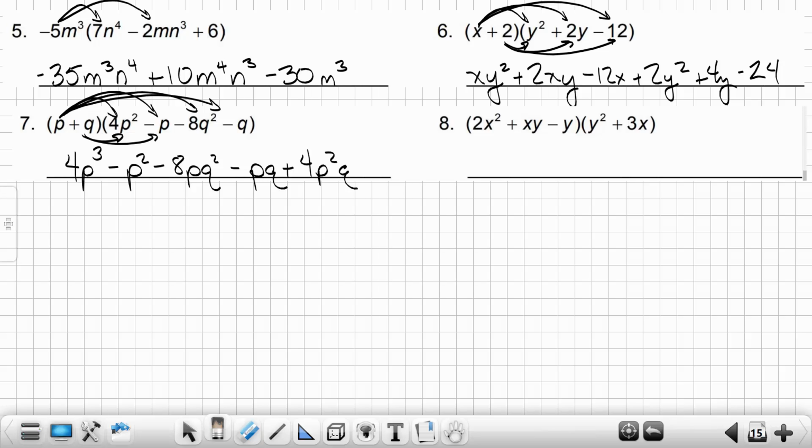Okay. Positive or negative? Q times negative p is positive or negative? It's negative. Positive times negative makes negative. So it'd be another negative pq. We have one of those already.